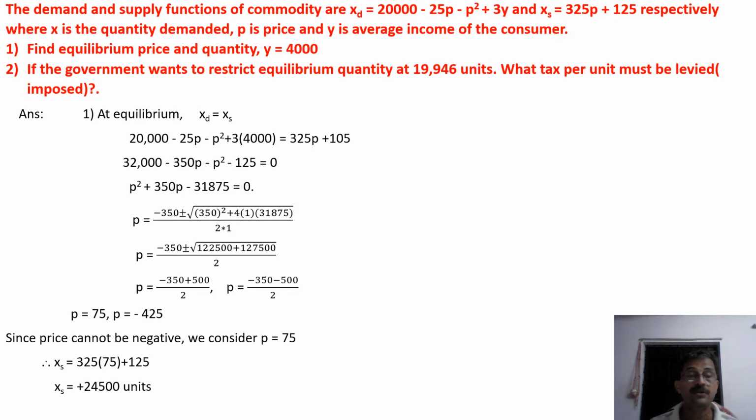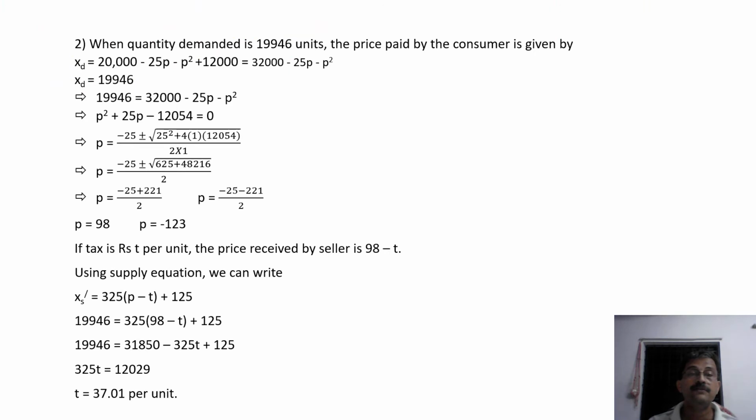xs is equal to 24,500. When quantity demanded is 19,946 units, the price paid by the consumer is given by xd when taken 19,946. We get p two values. One is 98, another is minus 123. Again, p cannot be negative, so p is equal to 98.